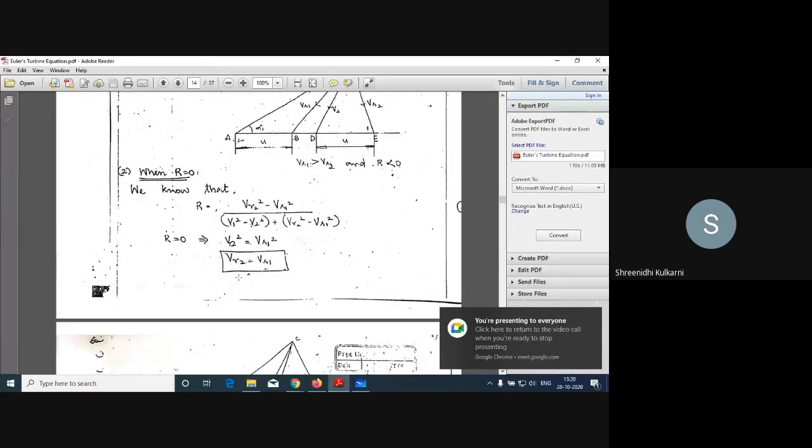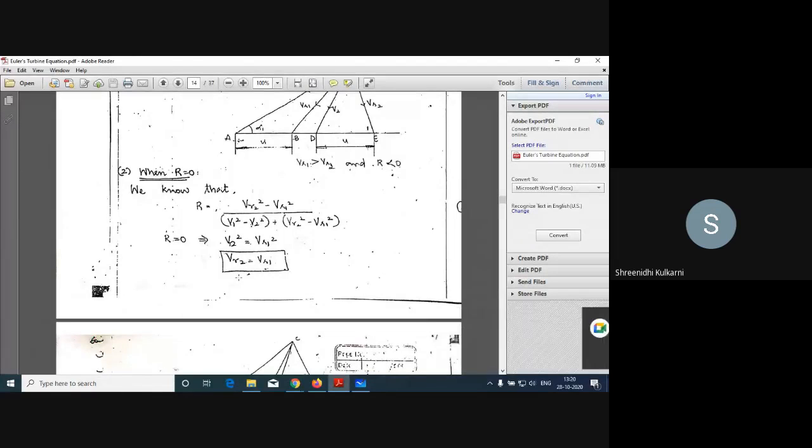Okay, then next we'll go for when R is equal to 0. We discussed that for an impulse turbine the degree of reaction is 0. If R is 0, what is the condition? I know, VR1 is equal to VR2. So we have to check that here. For the second velocity triangle, when the degree of reaction R is 0, once again I am going to write the degree of reaction equation for axial flow turbines.